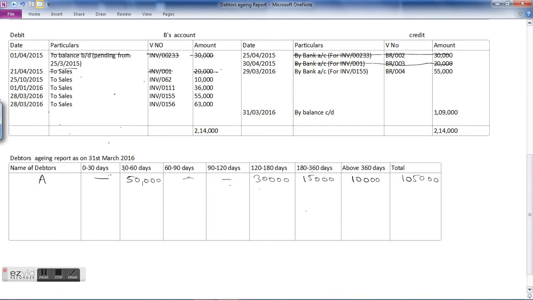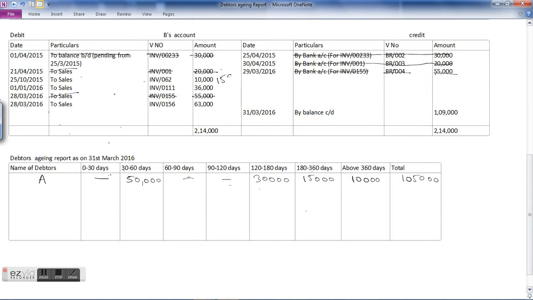Then by bank account invoice number 0155, 55,000, so this also gets cancelled. Now if you see, these three invoices are pending. Now let's calculate since how many days they are pending. First is 25th October 2015, so you have 6 days of October, then 30 days of November plus 31 days of December, then 31 days of Jan, 29 days of Feb, and 31 days of March. That makes it 159 days.